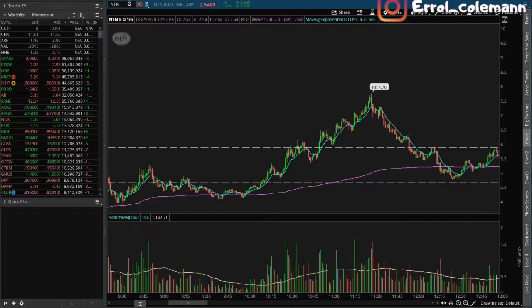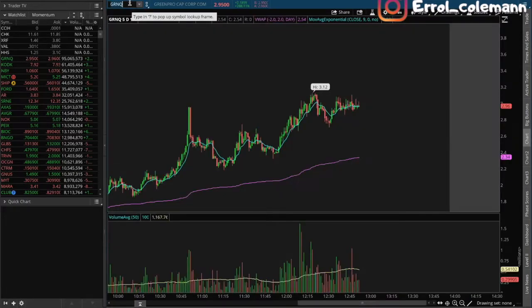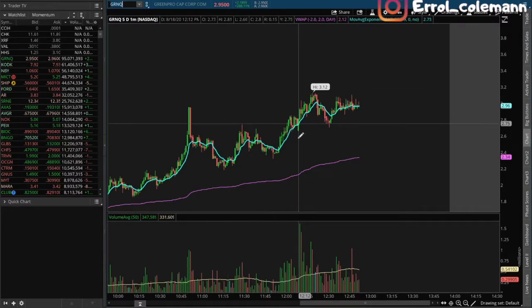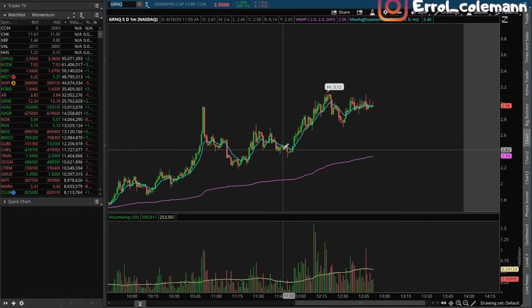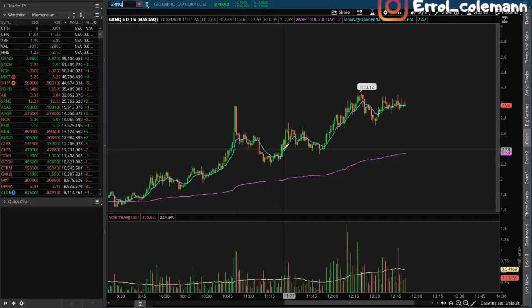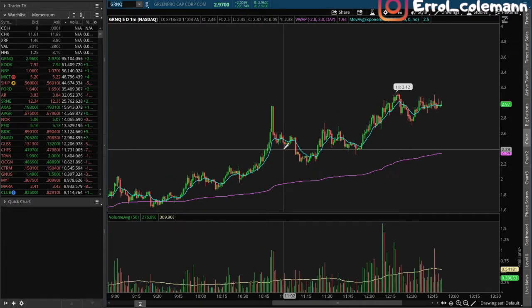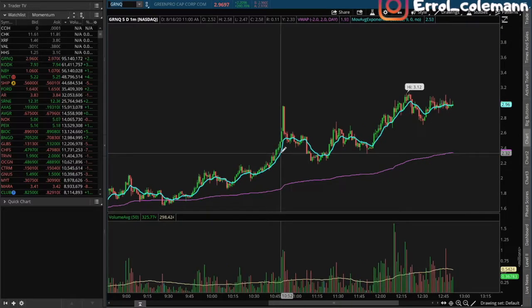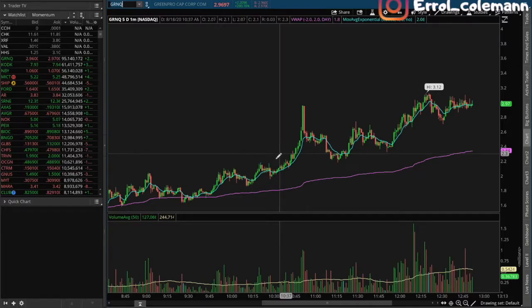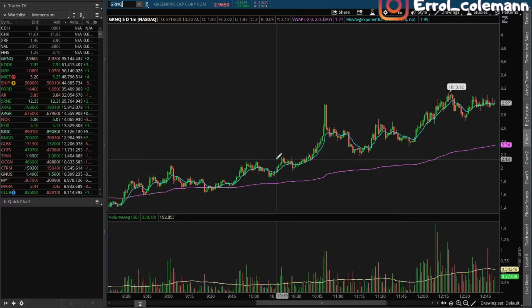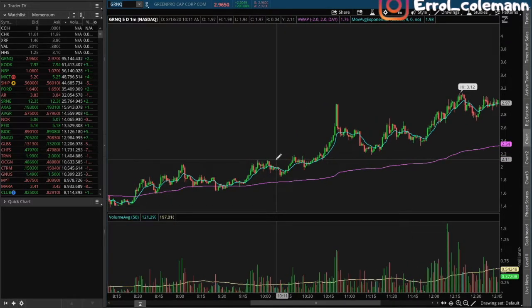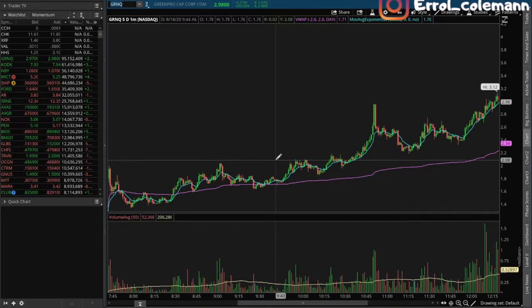Also had GRNQ today. I don't believe its float is as low as NTN's was, but we could see this is making higher highs throughout the day. And again, everything's relative. If something has a 10 million float and it's trading 100 million volume, that's a 10x float rotation. That's massive. If something has a 20 million float and it's trading a million volume, that's not a massive float rotation. Yeah, the float isn't as low on it, but again, you have to remember everything's relative. If it gets enough volume and it makes a move, it makes a move.